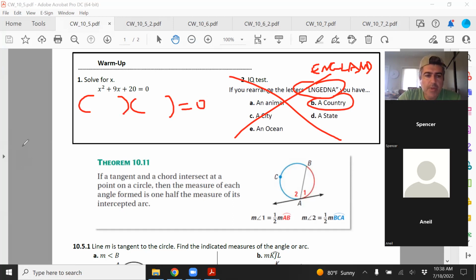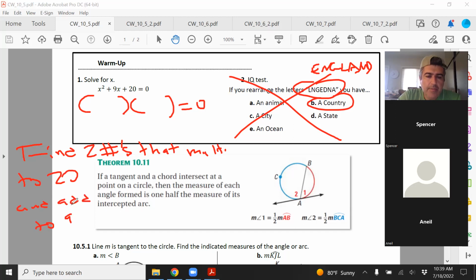So what you want to do is find two numbers that multiply to 20 and add to 9. Well, if you know that many numbers that multiply to 20, I mean integers, right? 1 and 20, 2 and 10, and 4 and 5. Or you can do -1, -20, -2, -10, -4, -5. It's going to be 4 and 5.